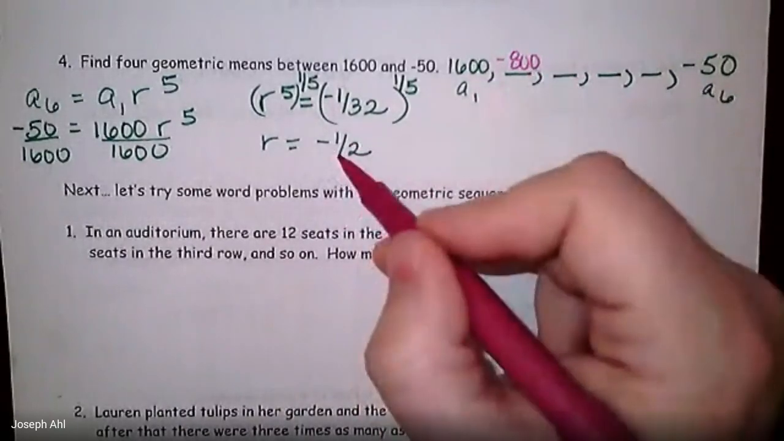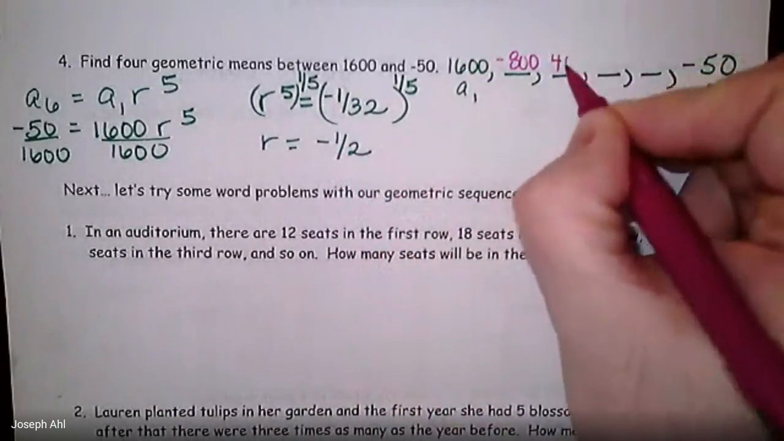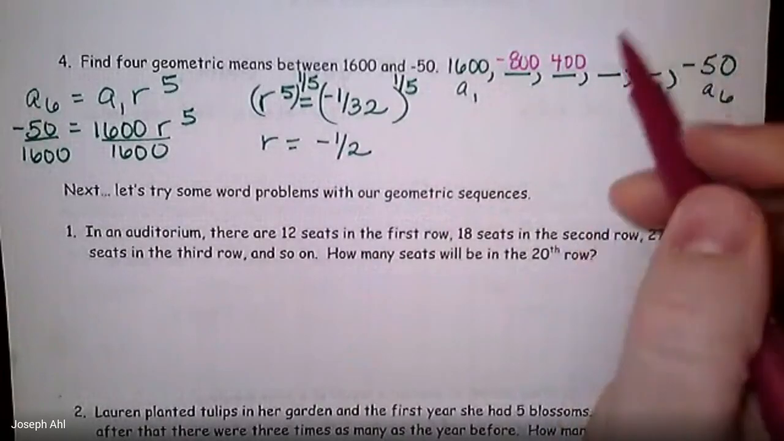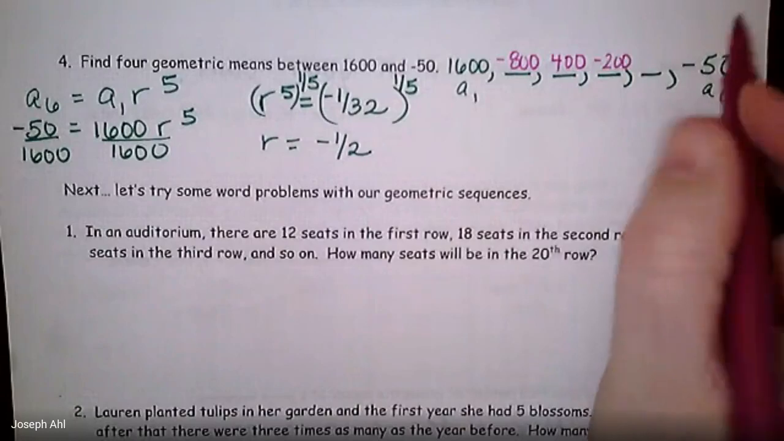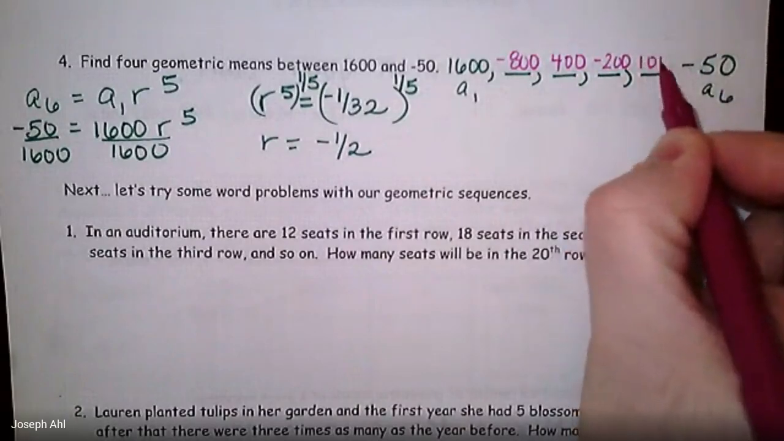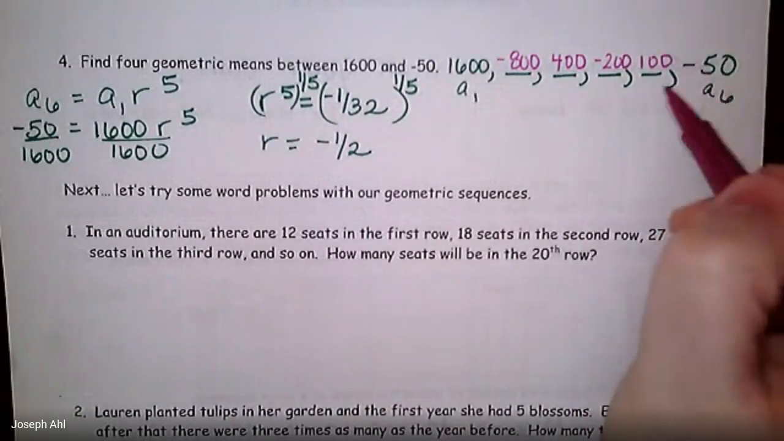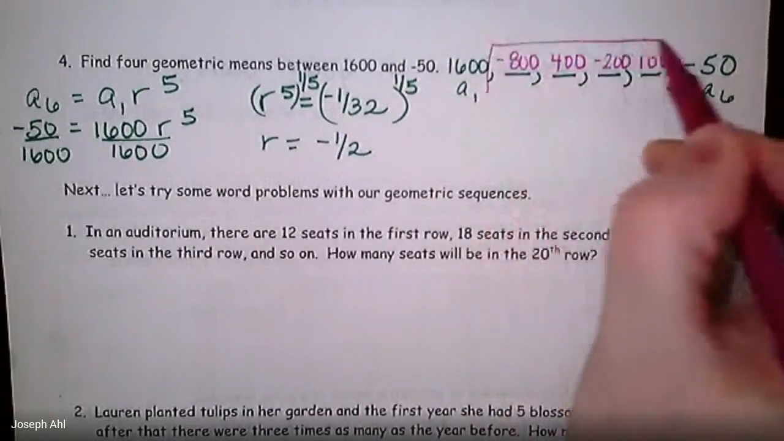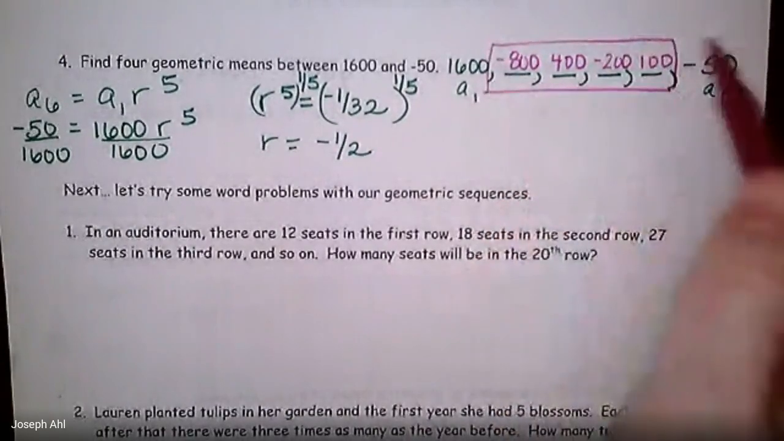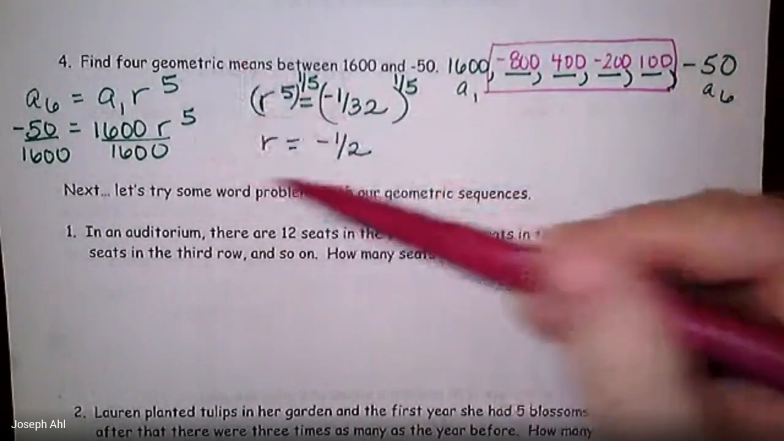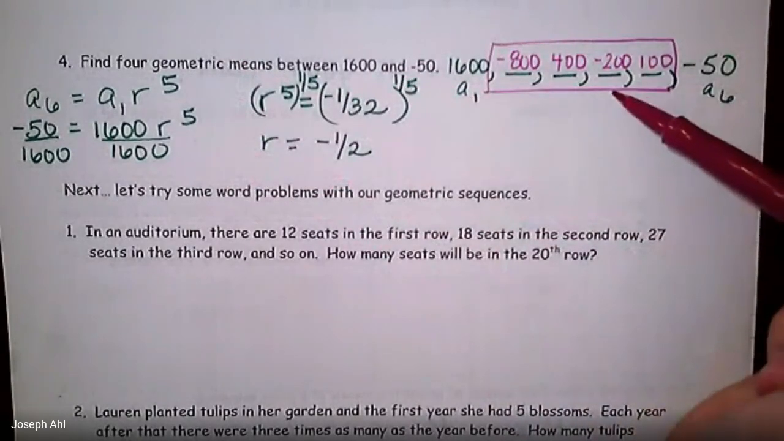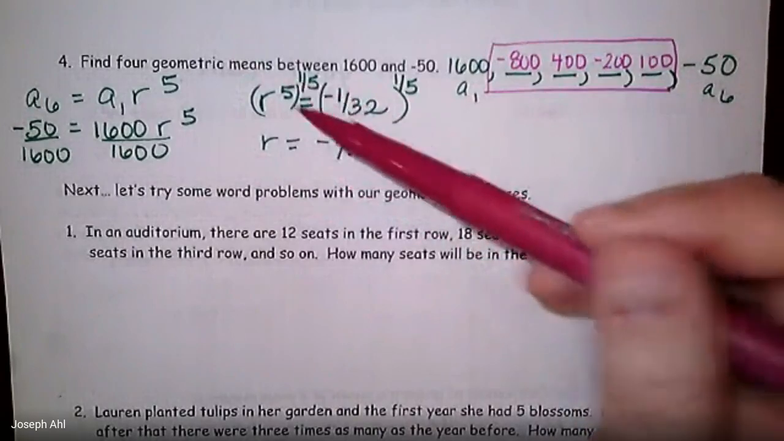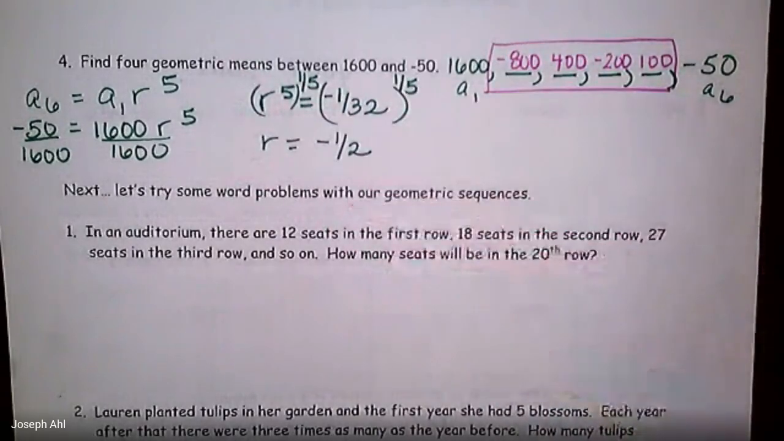But negative times -0.5 will be positive 400. So this is when we're going to see the signs alternate. Then you'll get -200 times -0.5 is positive 100, times -0.5 would in fact be -50. Okay, the work on this one probably is a little bit tougher than the first two I showed you, but go ahead and confirm that this makes sense to you as we've subbed in these values. Don't be afraid of those fractions and decimals.